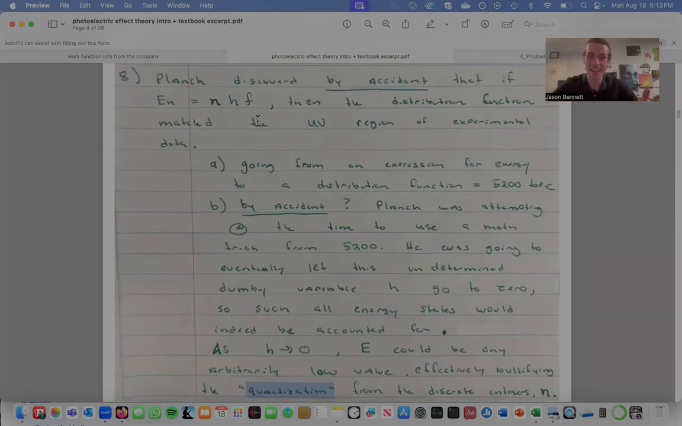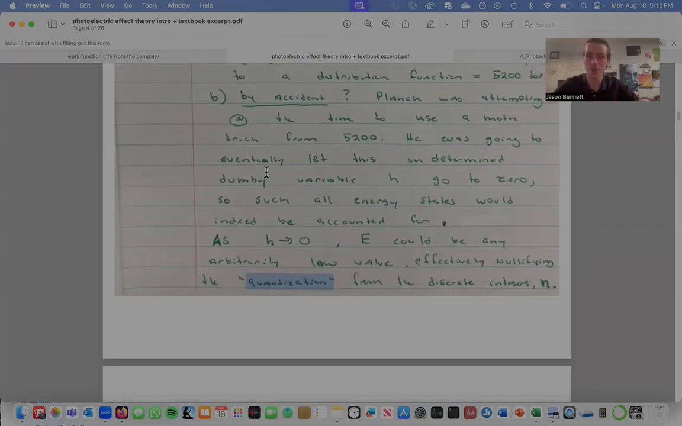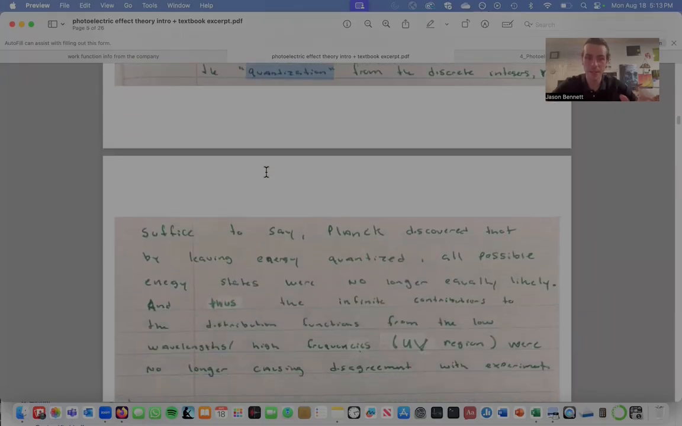However, he discovered that this actually matched exactly what was happening experimentally. So that's kind of a lot of jibber jabber for the moment. He discovered that by leaving the energy quantized, all these possible energy states were no longer equally likely. So we kind of broke the equipartition theorem. You get into the quantum equipartition theorem a little bit later. So effectively, the infinite contributions that came from the infinitely high frequencies that you could have, you're just going to get more and more contributions.